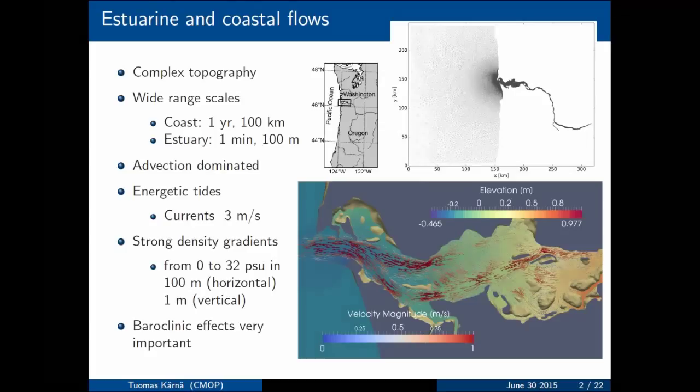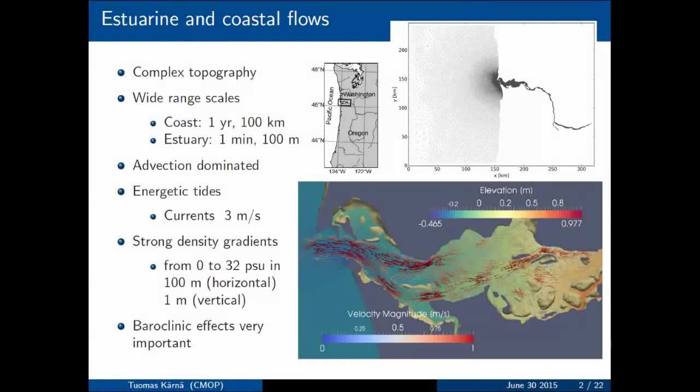So to begin with, just an overview of the problem that we're dealing with. We're interested in looking at the coastal ocean currents, and then the estuaries and the rivers, all combined in a kind of multi-scale problem. Numerically, this is rather complex to solve because of, first of all, the complex topography. You have complex coastlines, all sorts of islands and channels in the estuaries, and also the physics, you have a really wide range of scales that you need to capture.